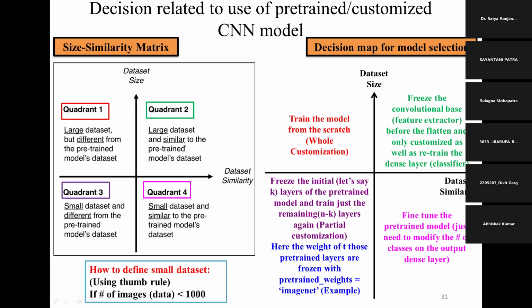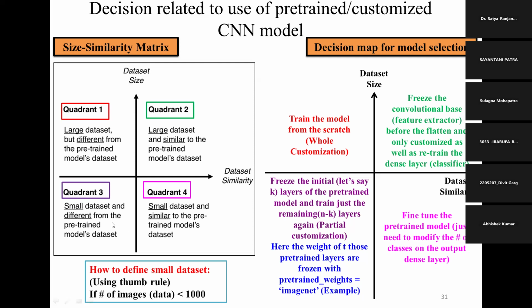If you have a large data set that is similar to your pre-trained model, then what you will do, generally, is freeze the convolutional base, the feature extractor part. You don't need to modify anything; only the last dense layer or flattened layer needs a little modification, and you can get better accuracy.